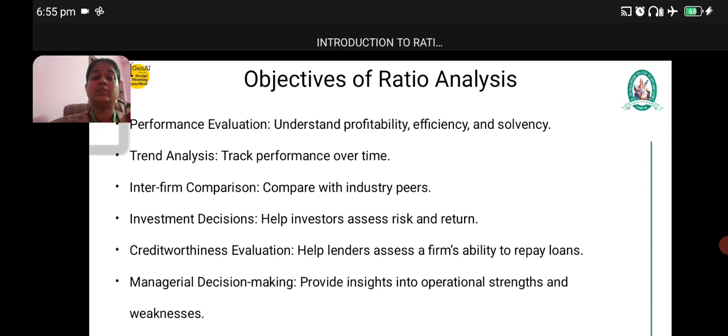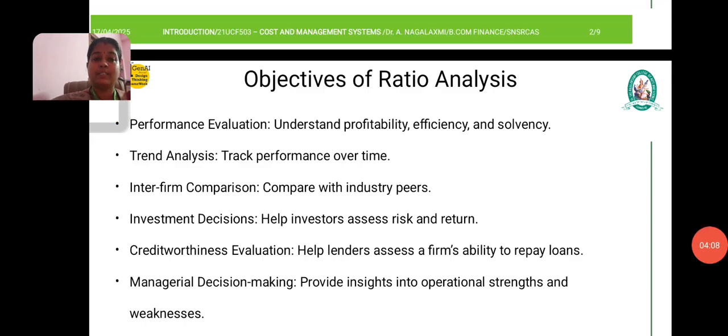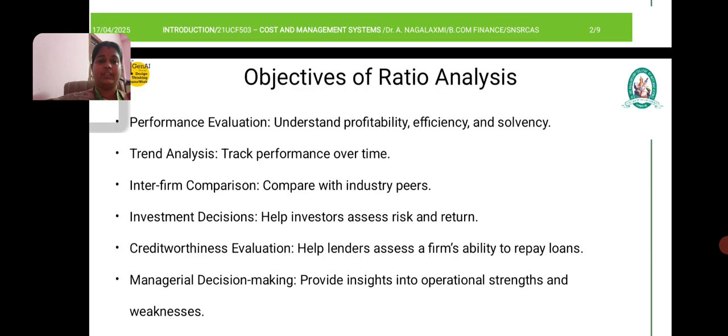Next are the objectives of ratio analysis: performance evaluation, trend analysis, inter-firm comparison, investment decision, creditworthiness evaluation, and managerial decision making. Performance evaluation means understanding the profitability, efficiency and solvency of the organization. Trend analysis means tracking the performance over time, for the past 3, 5 or 7 years. Inter-firm comparison is comparing with industry peers.